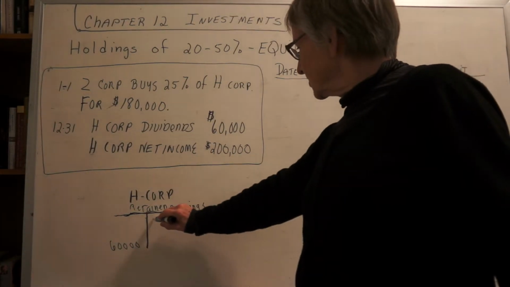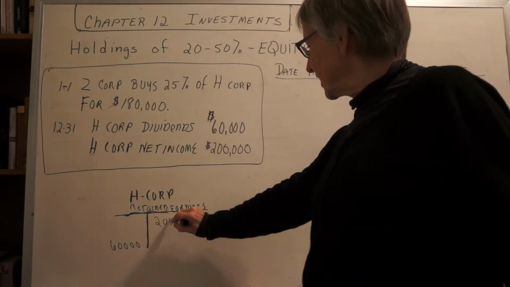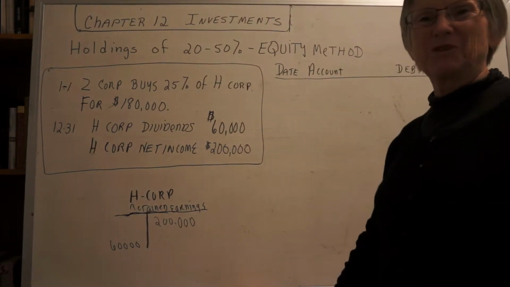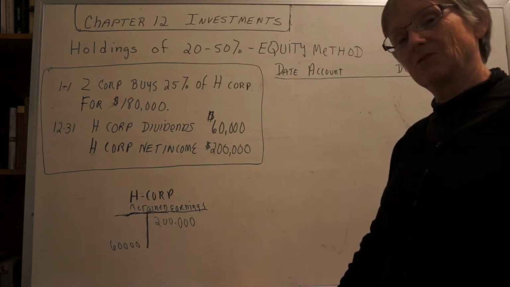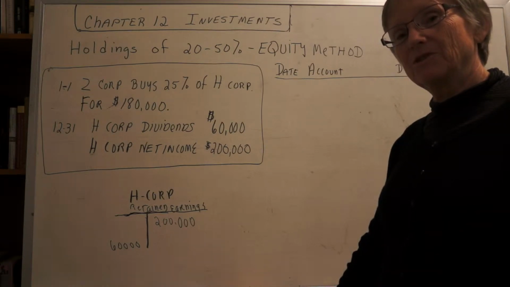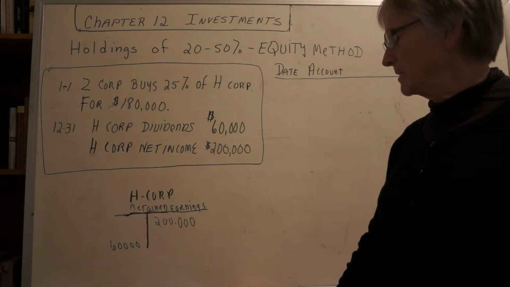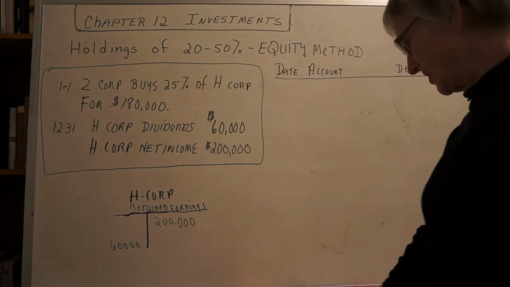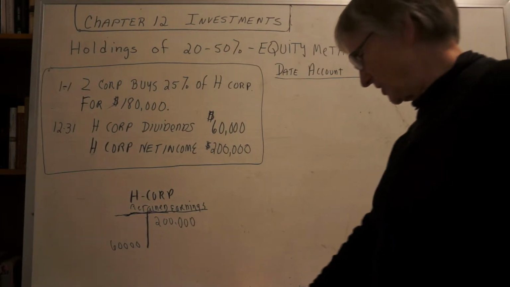If H Corp declares 200,000 in net income for the year, why, we're responsible for 25% of that, or we have significant influence. So we're going to actually increase our investment in the company by 25% of their net income. Okay, let's see how this works with the journal entries.